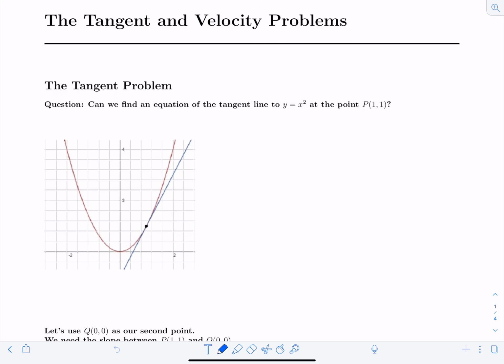So in this video, we're going to focus on the tangent and velocity problems. Now, calculus was developed in response to problems and questions, and among these were the tangent and velocity problems. So let's start with the tangent line. Here's the question that we have at hand.